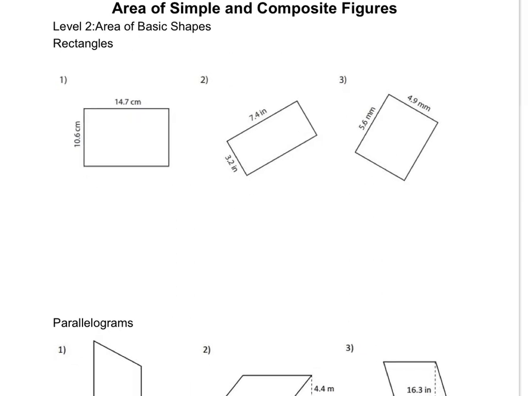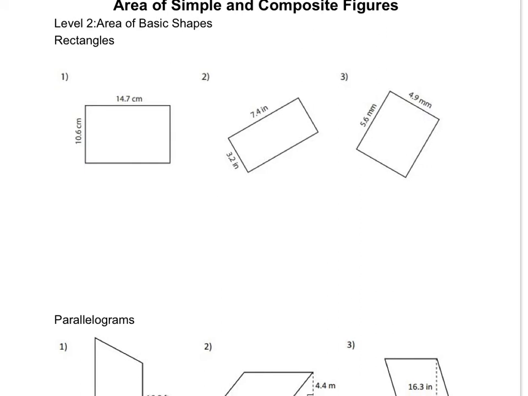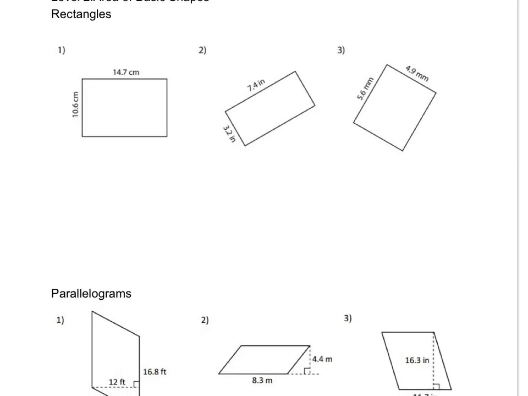So this is level 2, and in this case, level 2 is just basic shapes finding their area. Alright, so we'll go through these examples really quickly. First thing we're talking about is rectangles, and the area of a rectangle is length times width. Okay?